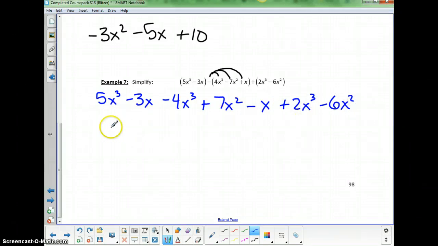Alright, like terms, all the x cubes. Here's 5 minus 4 is 1, plus 2 is 3, x cubed. X squareds, here's 7 minus 6 is 1, so plus 1x squared, and x's, negative 3 minus 1 is negative 4.